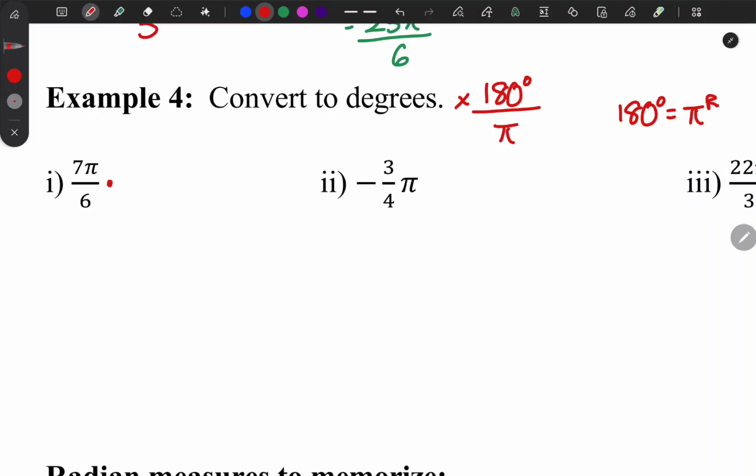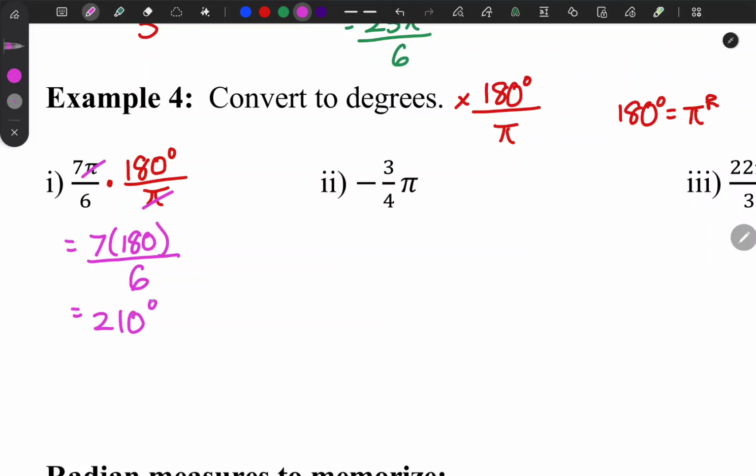So we start with 7 pi over 6 times 180 degrees over pi. Notice when we do this, the pi's are actually going to divide out. I'll do this in a couple of steps. So this is 7 times 180 over 6, and then 180 over 6 is going to be 30, so 7 times 30 is 210 degrees. I probably should keep the degree sign in there just so we can see we're ending in degrees.